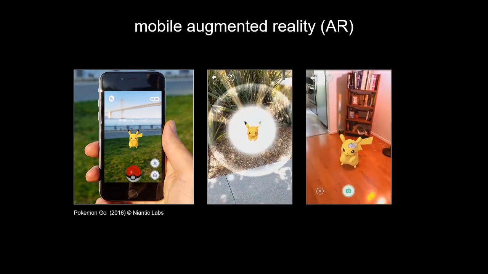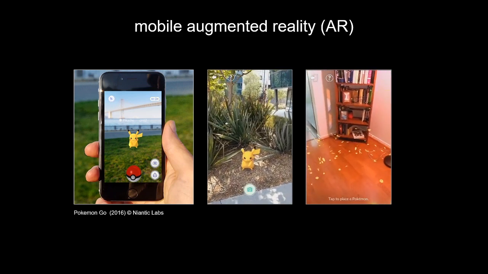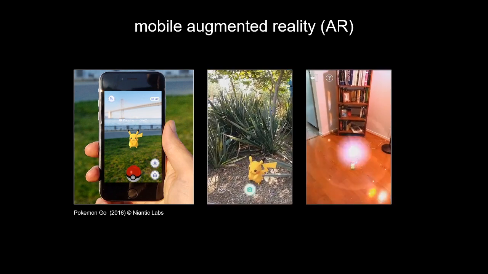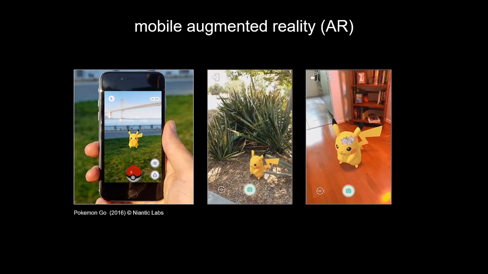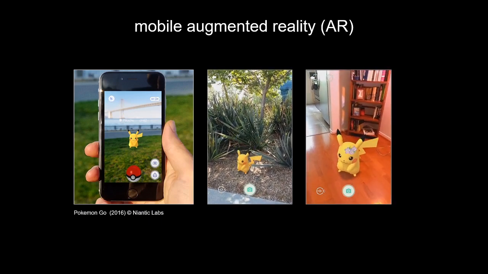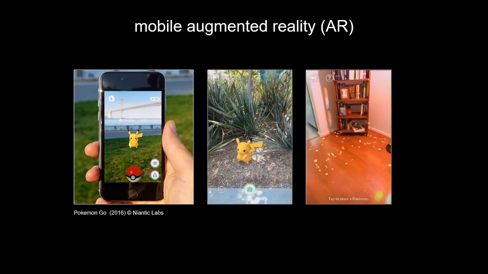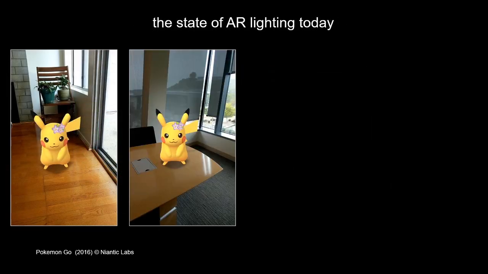Now, I'm an avid Pokemon Go player myself. Here I've captured these two screen recordings. One is outside in partial shade with some sun, and one is indoors in a very orangey lighting. Now, despite being in very different scenes, both are lit and rendered in the same way. And we can look at a couple of other examples too. This can give us a picture of the state of AR lighting today.